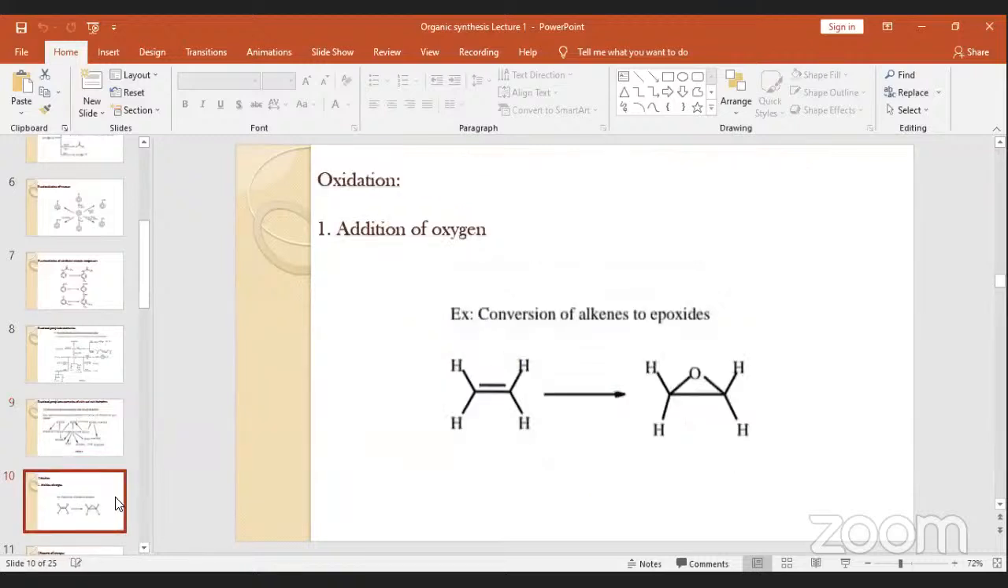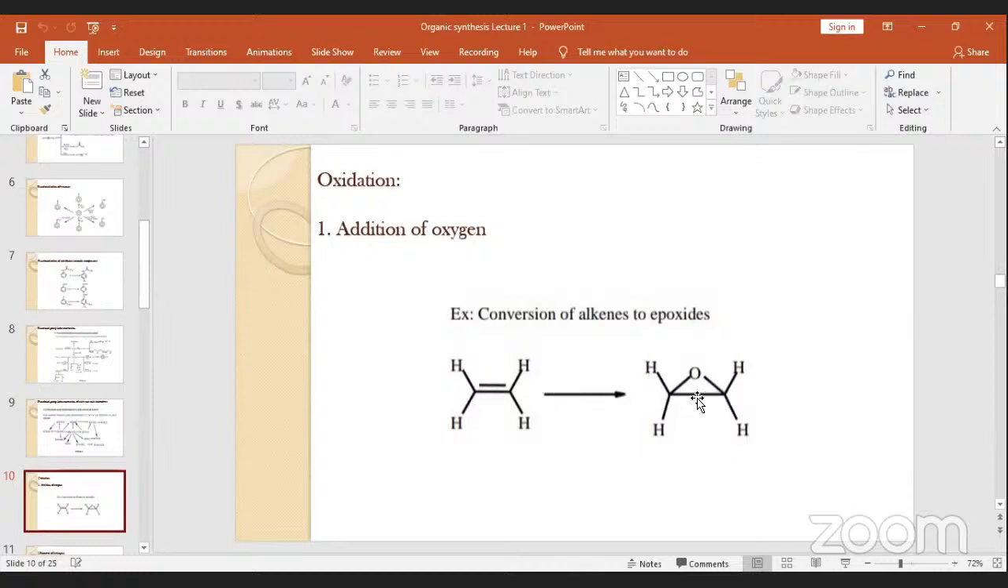Now, here is another interconversion, very important synthetically: the conversion of alkenes to epoxides. Why do I say it is important? Because alkenes are available from petrochemical sources, are commercially available, and are very easy to prepare. So if you have an alkene, you can epoxidize it by using peroxides.